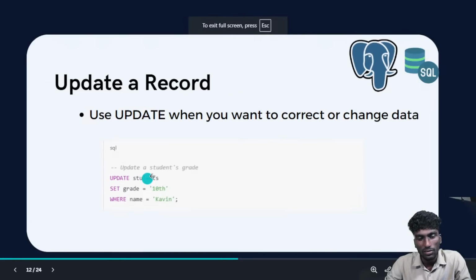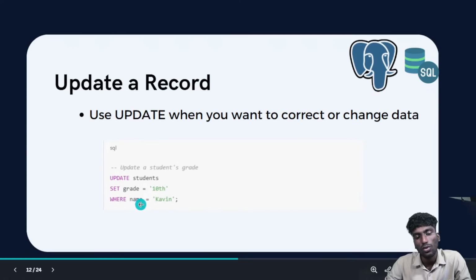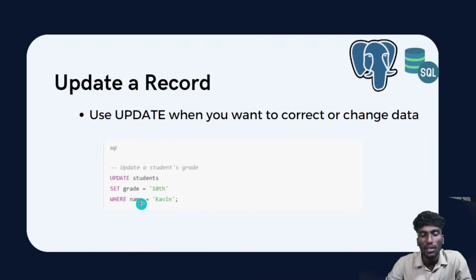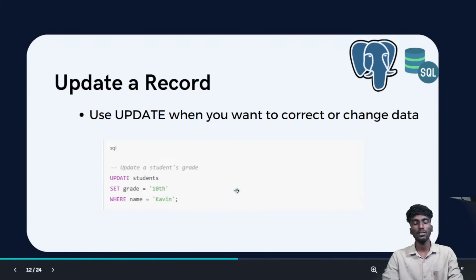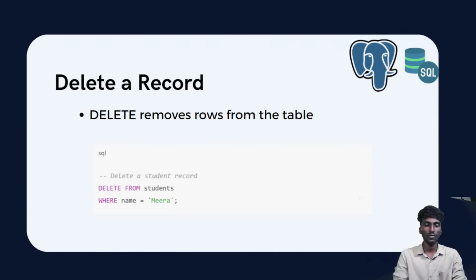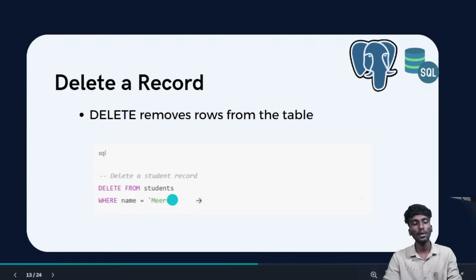Update student, which table, and SET grade is equal to 10th. I need to set this grade equal to 10th, and where I need to change it, I mention the name: where the name is Kevin, I need to change the grade to 10th. Now we are going to learn DELETE. How to delete a record.